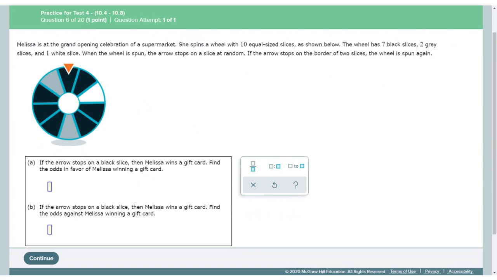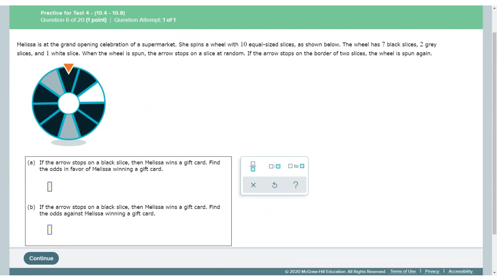When the wheel is spun, the arrow stops at a slice at random. If the arrow stops on the border of 2 slices, then it's a no-go. You just spin again. If the arrow stops on a black slice, then Melissa wins, and she gets a gift card.